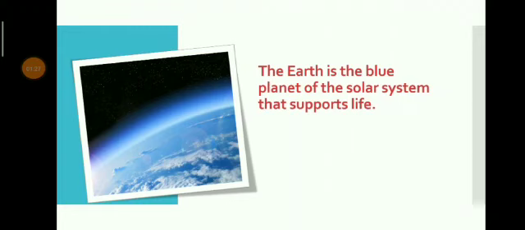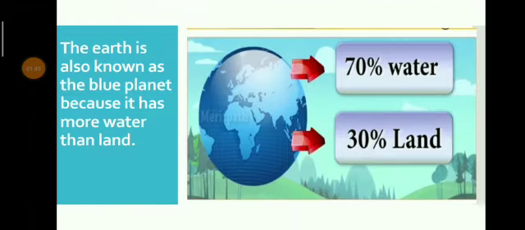Students, do you know why the Earth is also known as the blue planet? Don't worry, I will tell you. The Earth is also known as the blue planet because it has more water than land. It comprises 70% of water and 30% of land. My dear students, you can also say that about 3/4 of the earth is covered by water and 1/4 of it is covered by land.